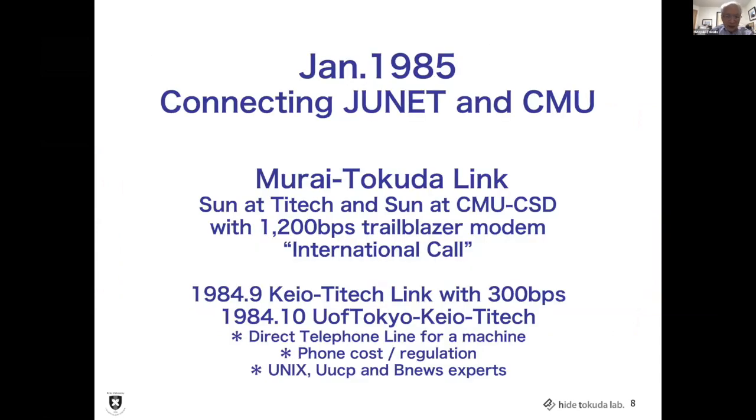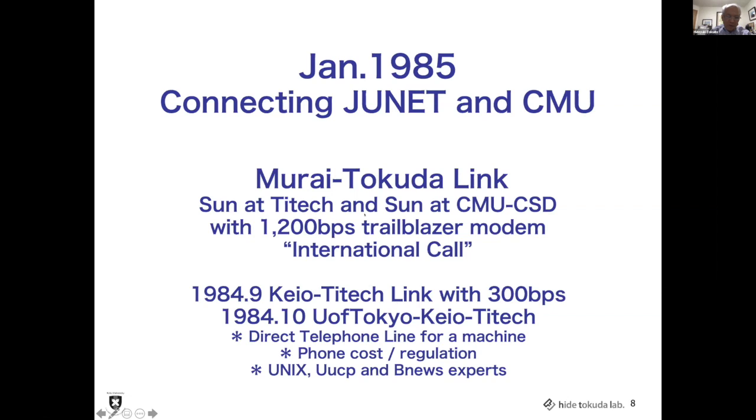So now, the main point of the session. Back in January 1985, Jun wanted to create an international link between JUNet, Japan Universities Network, or Japan Unix Network, and Carnegie Mellon, namely my office. So we set up a 1200 BPS Trailblazer modem with a telephone line. We connected two workstations, one at TI Tech and one at CMU in my office.